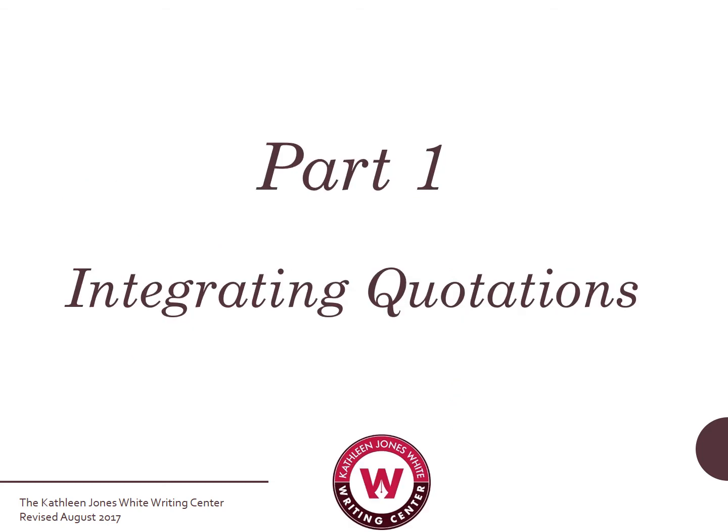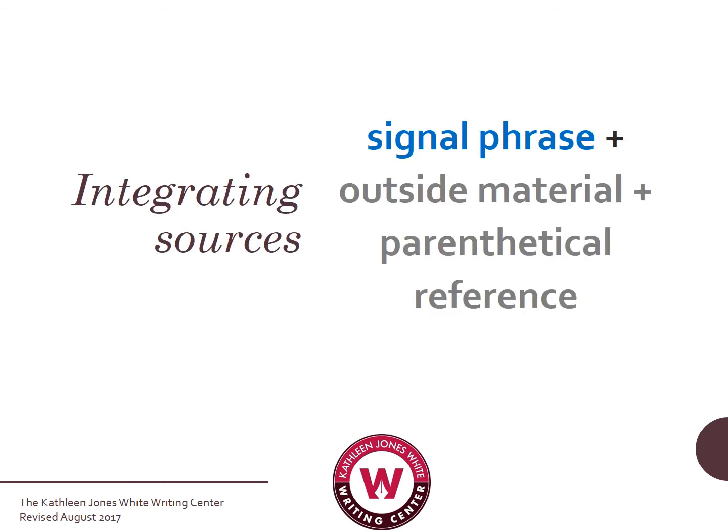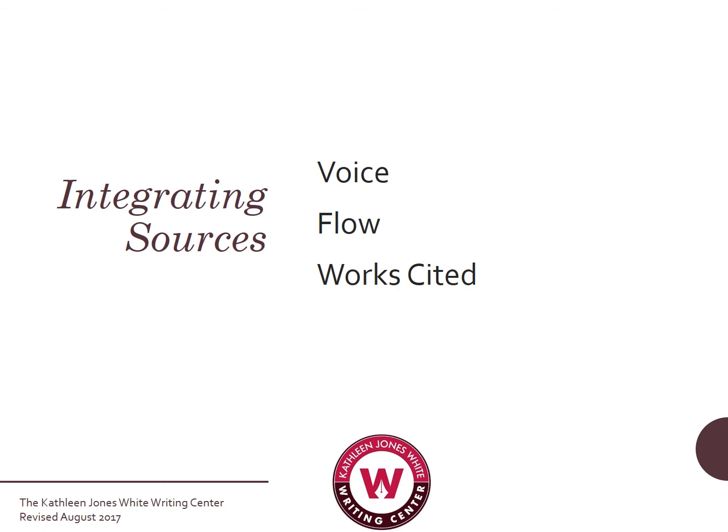The first part of this video reviews how to integrate quotations in your paper. There are 3 parts to integrating sources into your paper: a signal phrase that appears before the outside material, the outside material which you borrowed from another source, and the parenthetical reference which tells your reader where you found the outside material. A signal phrase is not always required, but you should avoid dropped quotations, which are quotations that are just dropped into the text with no introduction from you.